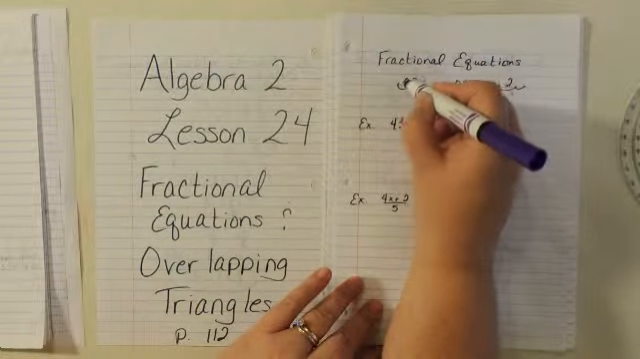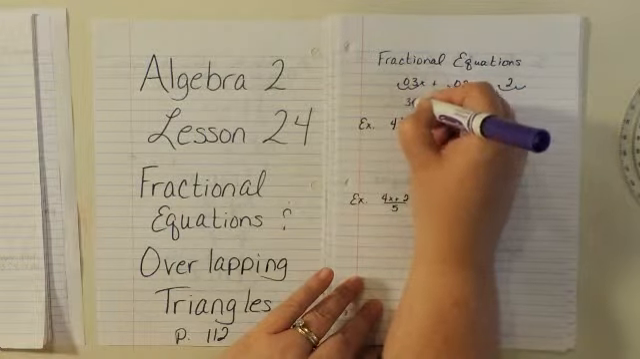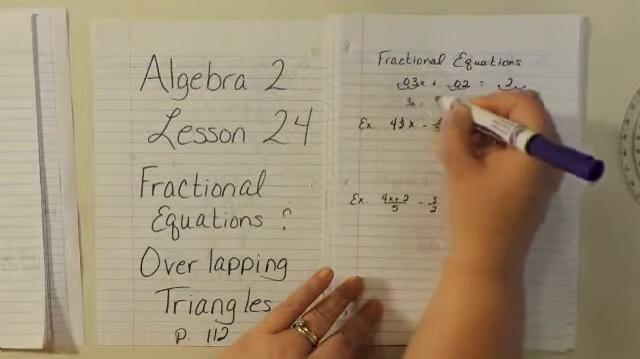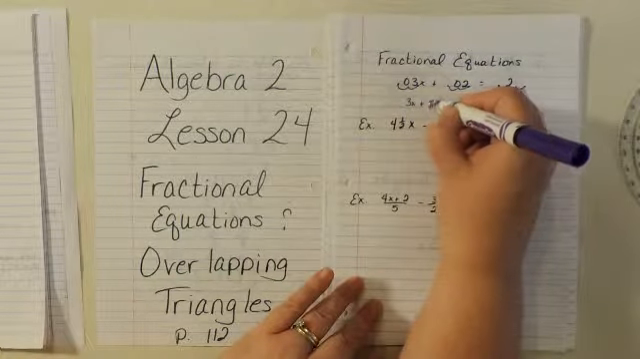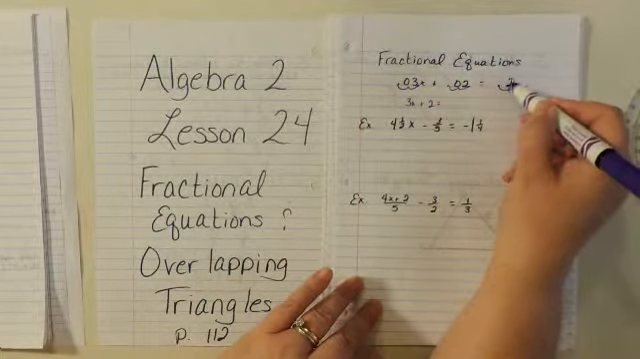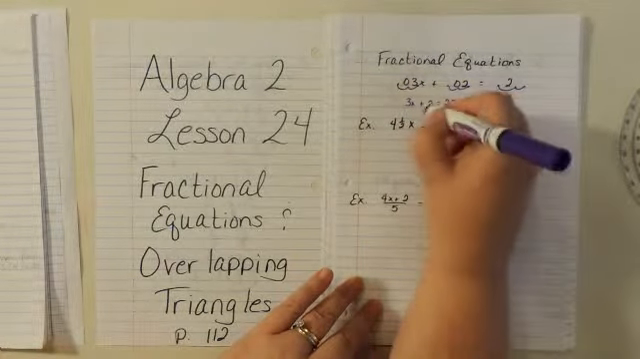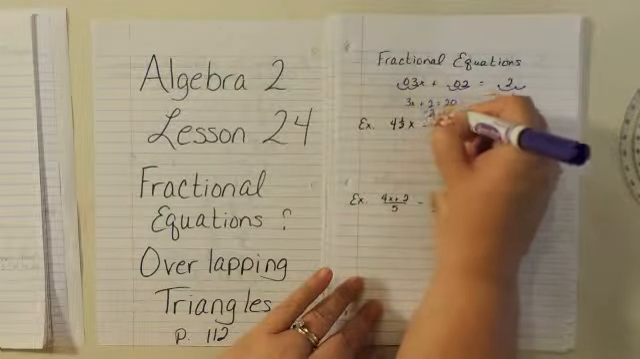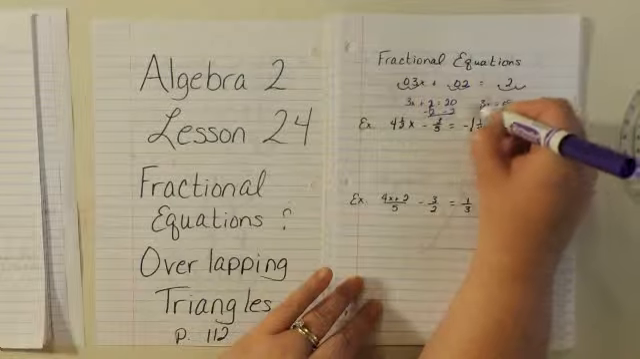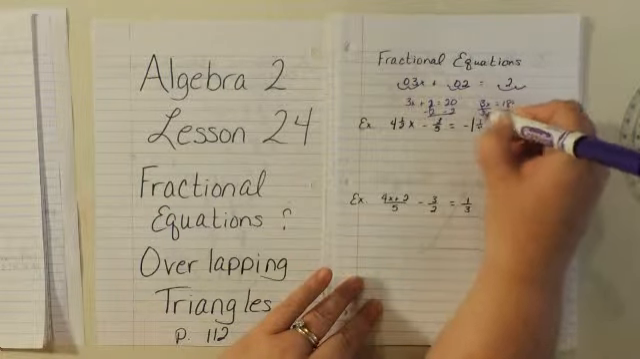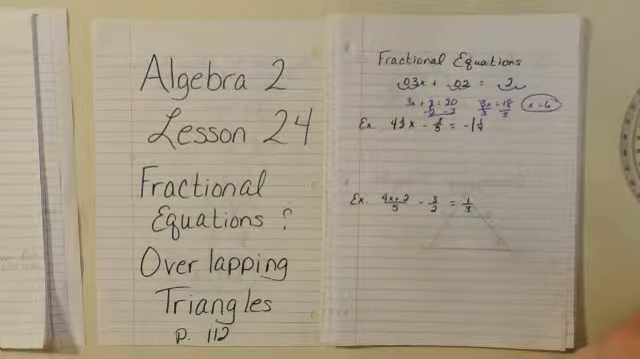So if we do that, we're going to do 3/100ths x times 100, which leaves us with 3x, plus 2/100ths times 100 equals 2, equals 2/10 times 100 equals 20. And now we can solve for x. We subtract 2 from both sides, we're left with 3x equals 18. Divide both sides by 3. And x equals 6. Okay, we've done that.